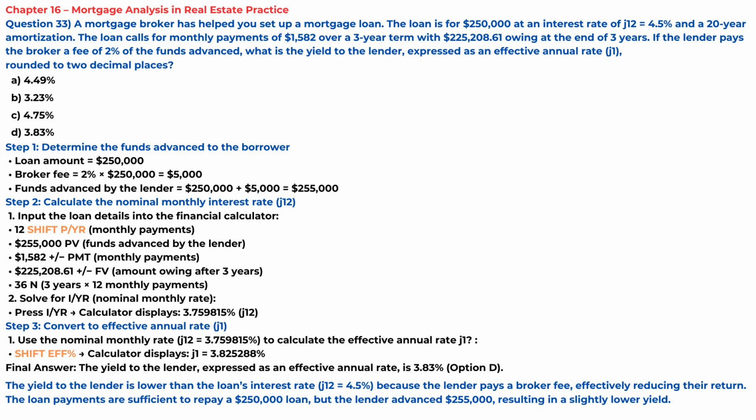Final answer. The yield to the lender, expressed as an effective annual rate, is 3.83%, option D. The yield to the lender is lower than the loan's interest rate, J12 equals 4.5%, because the lender pays a broker fee, effectively reducing their return. The loan payments are sufficient to repay a $250,000 loan, but the lender advanced $255,000, resulting in a slightly lower yield.